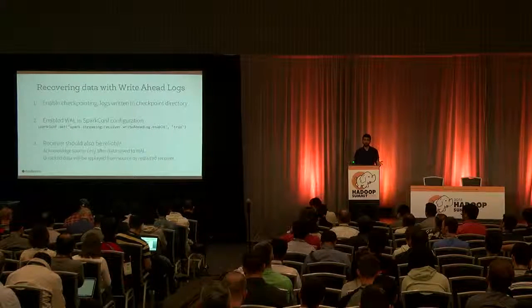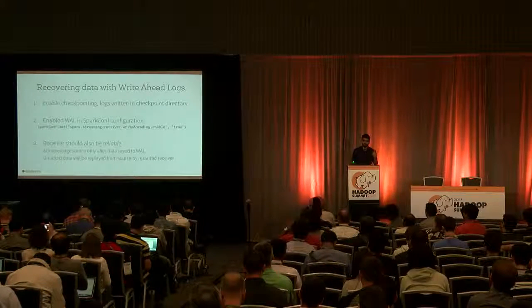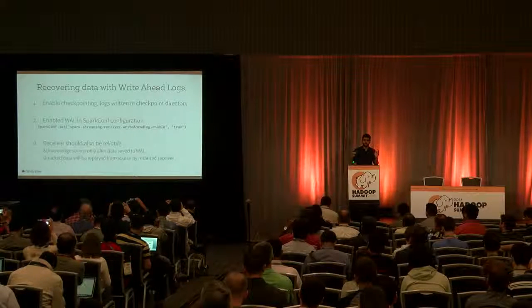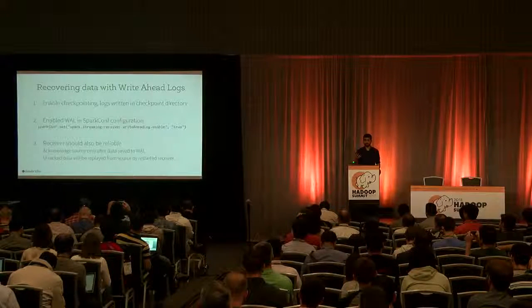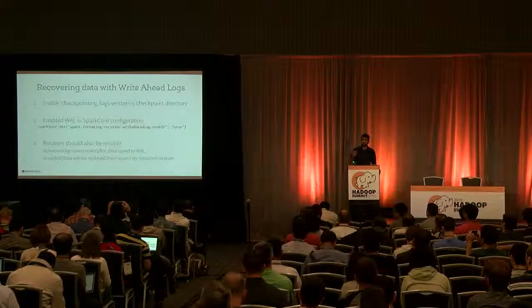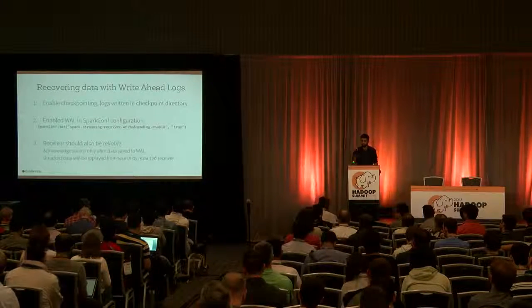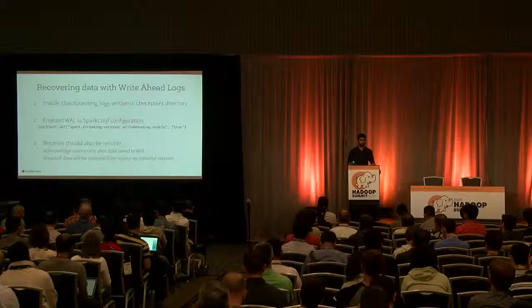And to recover data from write-ahead logs, you need to do, again, three things. Well, kind of two extra things. First of all, you need to enable checkpointing, because you need to set the checkpoint directory, that is where the logs are written. You need to enable the WAL explicitly in the Spark configuration. Again, the online guide has all this information.